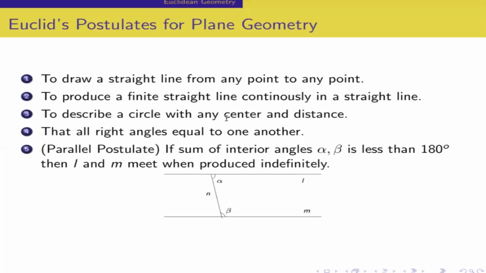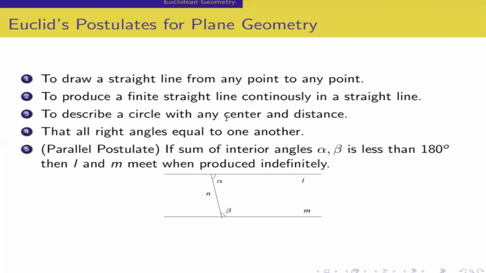And the fourth axiom states that all right angles are equal to one another. Now let us move to the fifth axiom. This is the most important axiom. It is called the parallel postulate. It says the following.